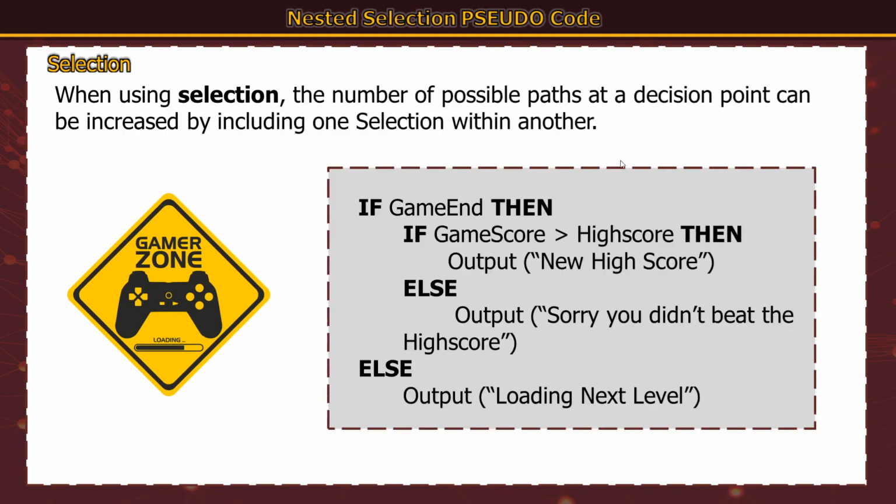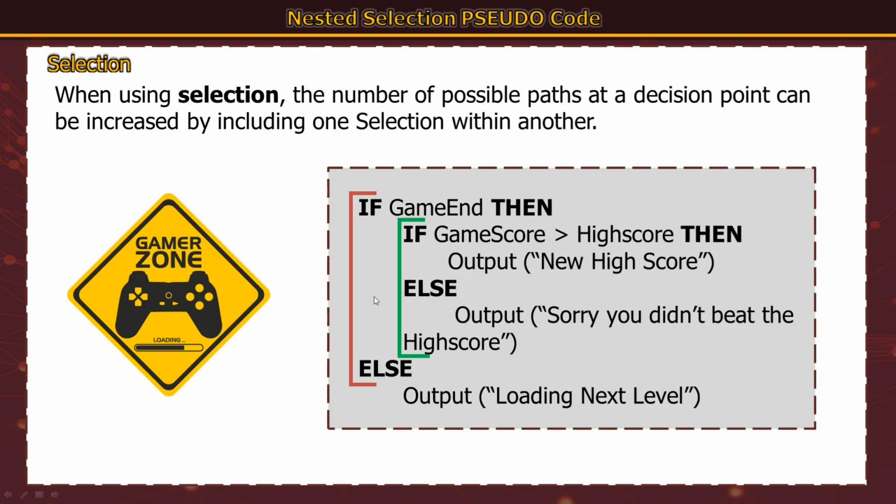When nesting selections, the number of possible paths at the decision point can be increased by including one selection within another. This selection here is checking if the game has ended. If the game hadn't ended, it would go down to the else, go inside, and output, loading next level. If the game had ended, it would have gone inside of the if statement, and it would have arrived at the second selection. It then checks if the game score was greater than the high score, and if it was, it would output new high score.